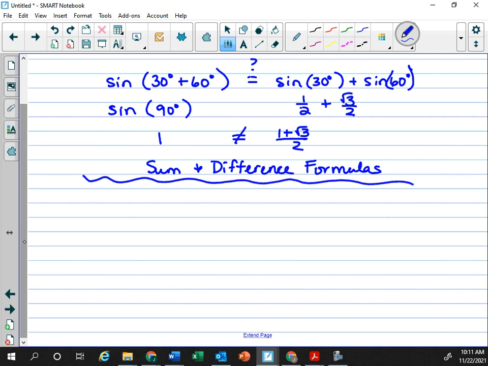All right, we'll start with sine. The sine of A plus B. A and B are just angles. It is equal to the sine of A times the cosine of B plus the cosine of A times the sine of B.